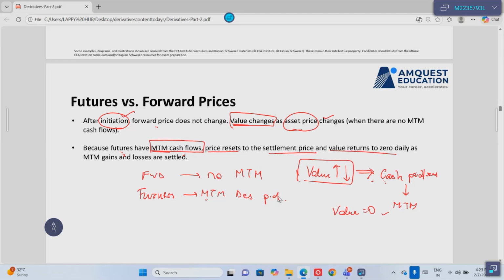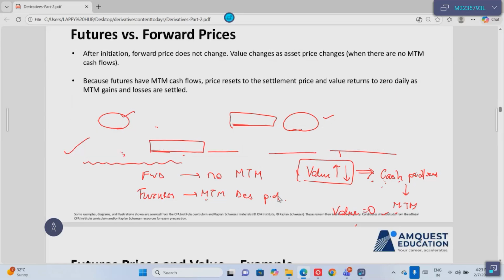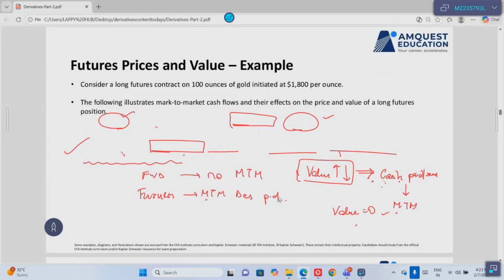Are we clear? Very important statement. Mark to market gains and losses are settled every day. So the valuation is 0 on a daily basis for futures. But for forwards, there is no mark to market. There is no cash paid or received every day, and therefore the value will tend to keep changing as and when the underlying price changes. Okay, let's look at a good example of how to get the mark to market valuation changes.